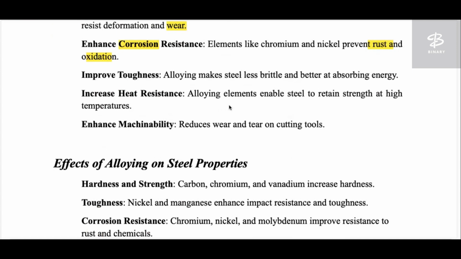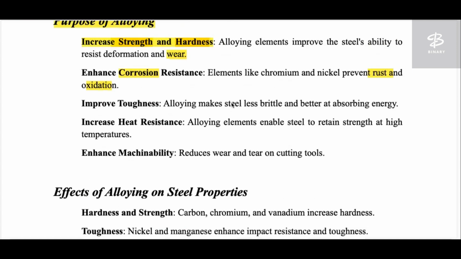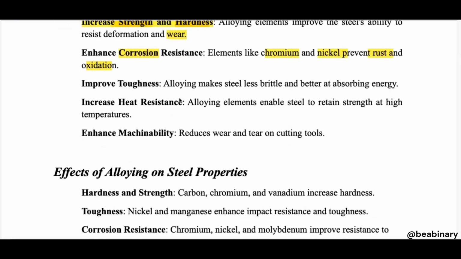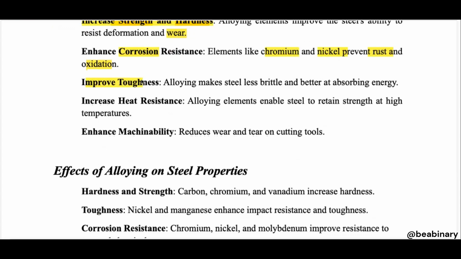What are the elements responsible for steel not being corroded? Chromium and nickel. These two are very good alloying elements in the steel, which enhance the corrosion resistance. Next, improve the toughness. Alloying makes the steel less brittle and better at absorbing energy.